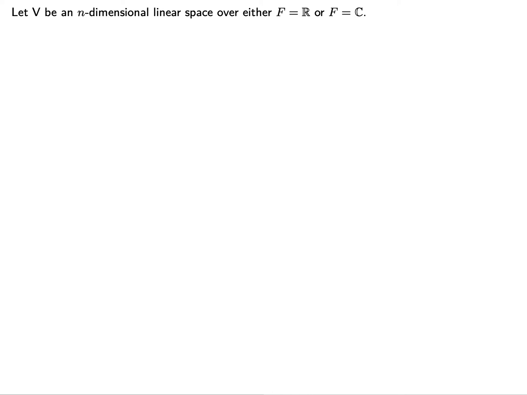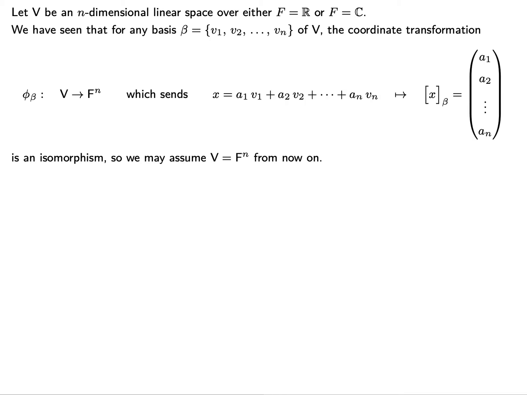Say that V is an n-dimensional vector space over either the real numbers or the complex numbers. We've seen that once we fix a basis beta, our standard representation phi sub beta gives us an isomorphism between our vector space V and the collection of n-tuples F^n. So for this reason, we'll identify V with F^n from now on.